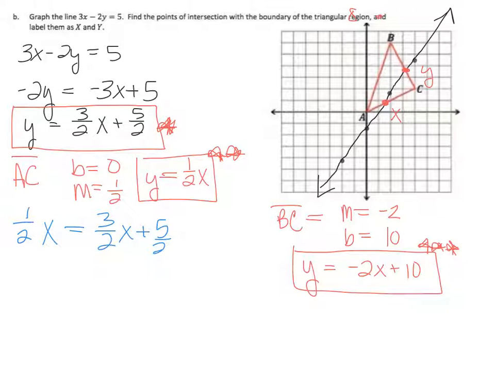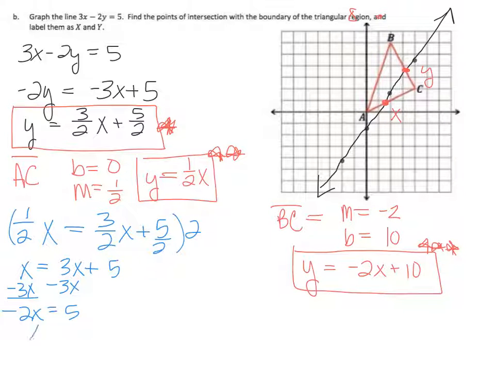The first thing I'm going to do is multiply the entire equation by 2 to get rid of all those 2's at the bottom. So I'll end up with x equals 3x plus 5, negative 2x equals 5, x equals negative 5 halves. Okay, got x. What's y? Plug it back into one of the equations.